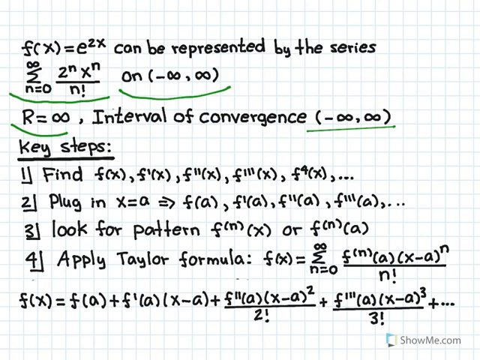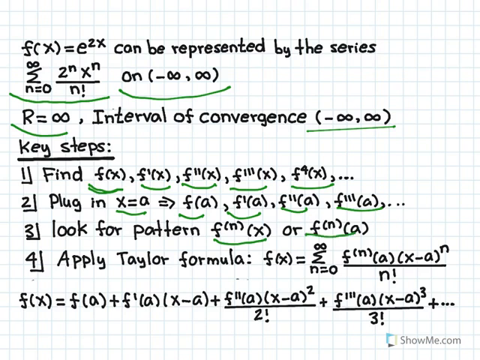So what are the key steps in finding the Maclaurin series of a function? The first step is to find the function. Well, usually you're given the function. Then find its derivatives: f of x, f prime of x, f double prime, f triple prime, f fourth, and so on. Plug in x equals a. So then evaluate: find f of a, f prime of a, f double prime of a, f triple prime of a. Look for a pattern. So we try to develop a pattern for the nth derivative of the function evaluated at x equals a.